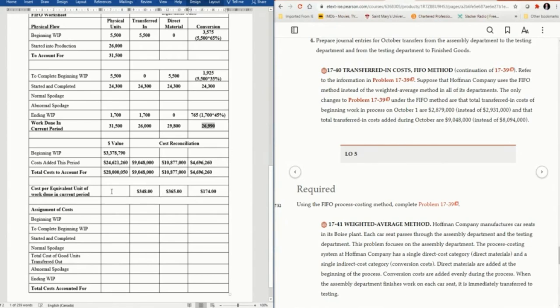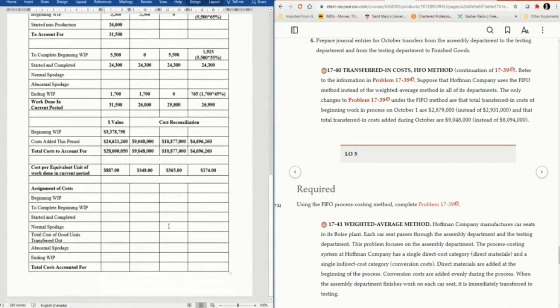We add this across and we get $887 just for the car seats. I don't know, comfy. Does that make sense? I hope.